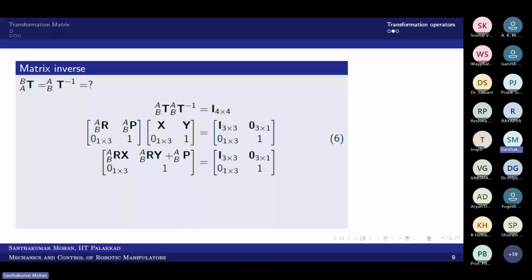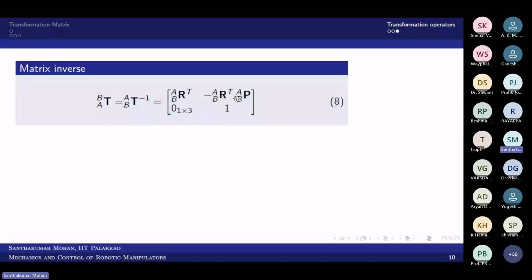Then you can see that X would be just transformations like a rotation matrix transpose, and Y would be the rotation matrix transpose multiplied with the position vector, and it would be in the opposite direction, so a negative sign will come. So that is what you can see here. This is the position vector transformation, which is indirectly the inverse.